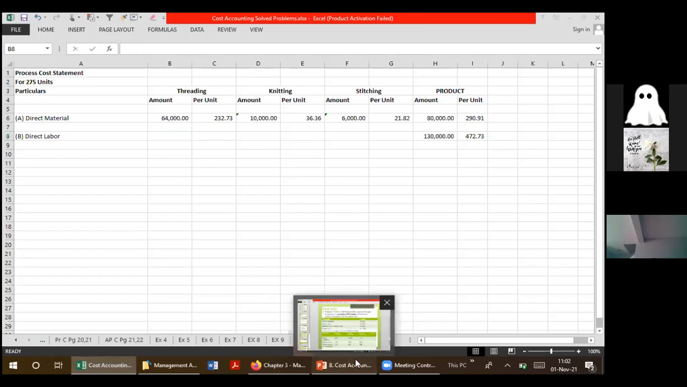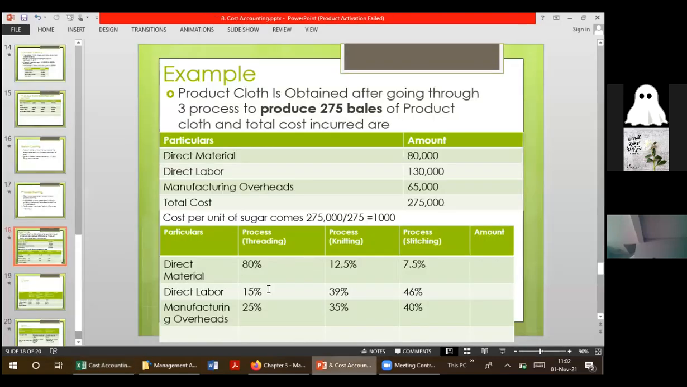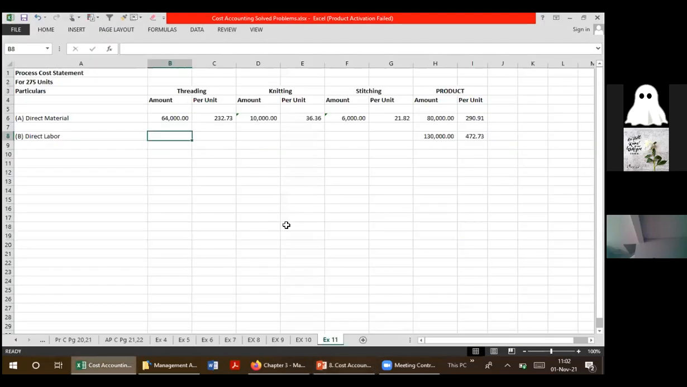Then we go process by process. So threading process takes 15% of our direct labor. So 15%, 130,000 multiplied by 0.15, 19,500. Per unit will be 19,500 divided by 275. 70.91.